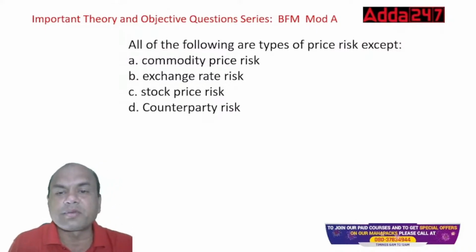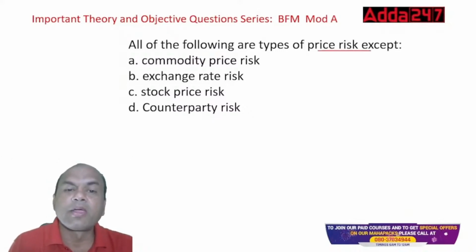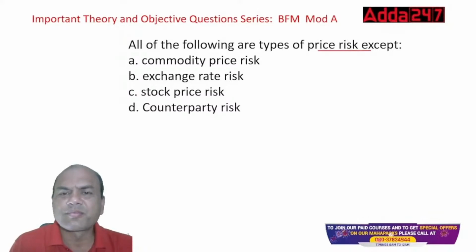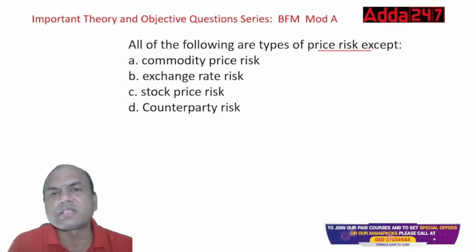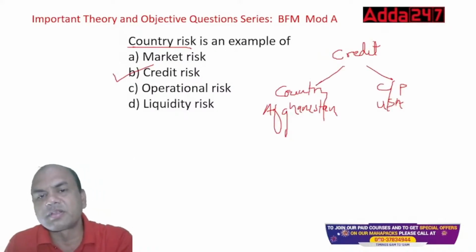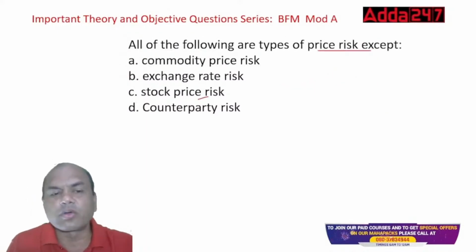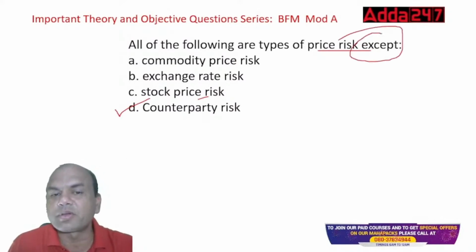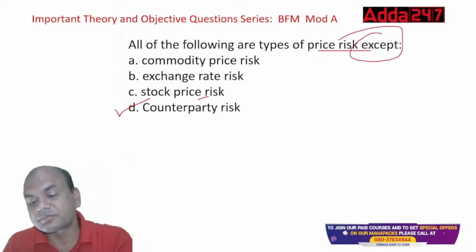All of the following are types of price risk except: commodity price, exchange rate, stock price, counterparty. Just now we saw counterparty. All these are price: commodity price, price going up and down; exchange rate, price going up or down; stock price, price going up or down. Counterparty, just now we saw it, is part of credit risk, right? So we want the exception, and that's why this is the answer.